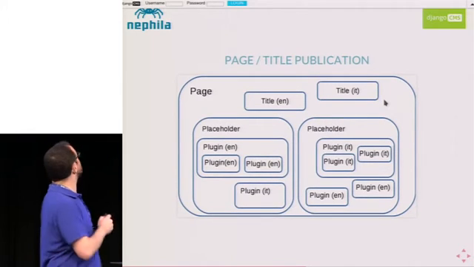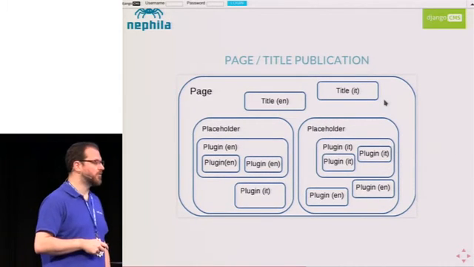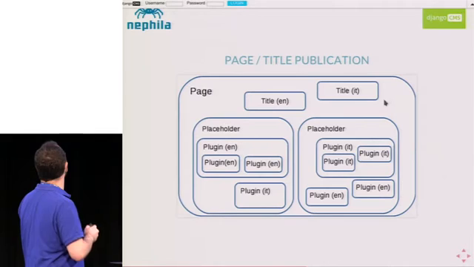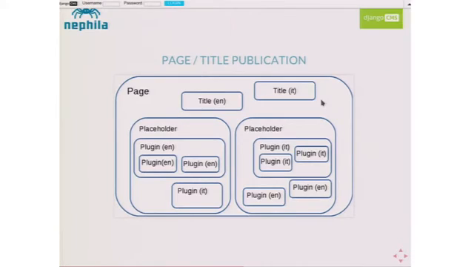So in a scheme like this. I'm very bad at drawing, but hopefully it's clear enough. So you have the page, which contains everything. Then you have the titles in the 2 languages, and then inside the pages, you have the placeholders. These are just 2 random placeholders with a bunch of plugins with the language attached.